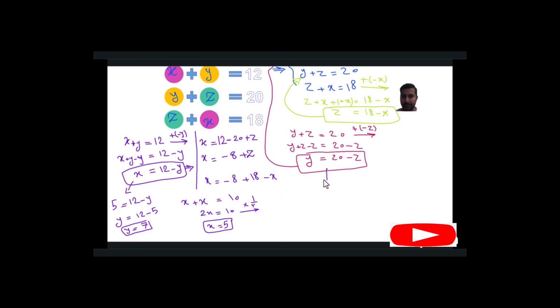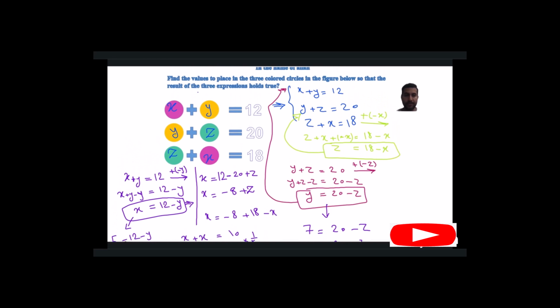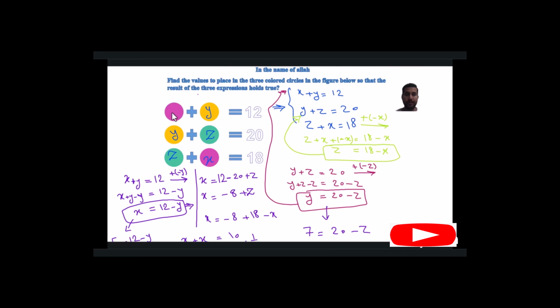I'll put it here. 7 is equal to 20 minus Z, which is equal to Z. 20 minus 7, Z is equal to 13. I was able to get X. I have to get Z. X also became 5.